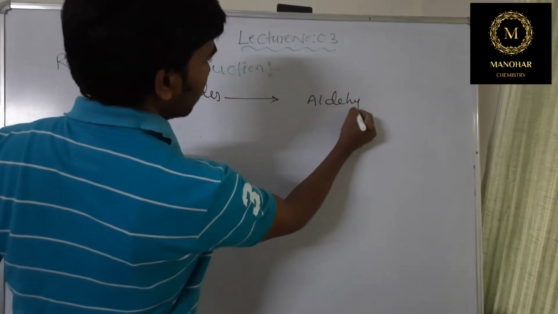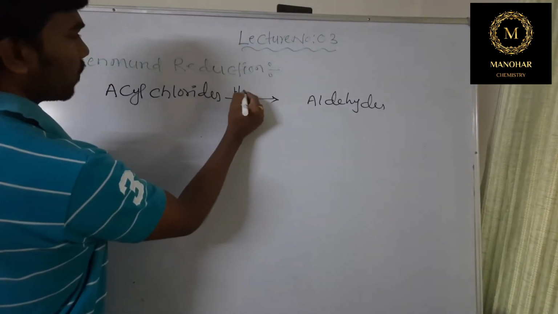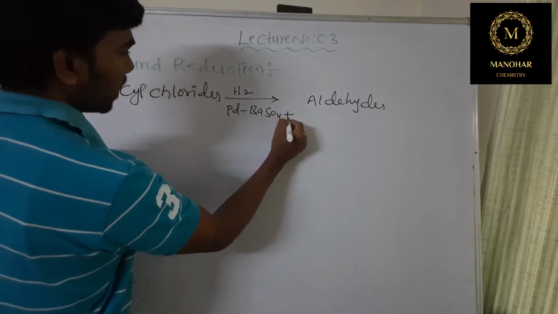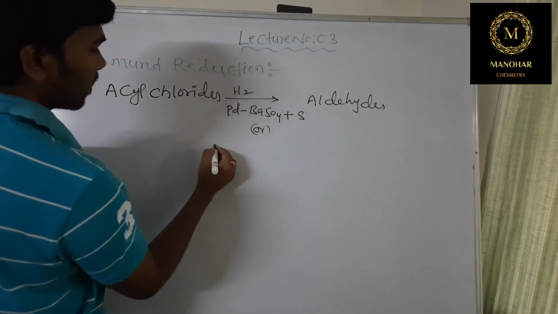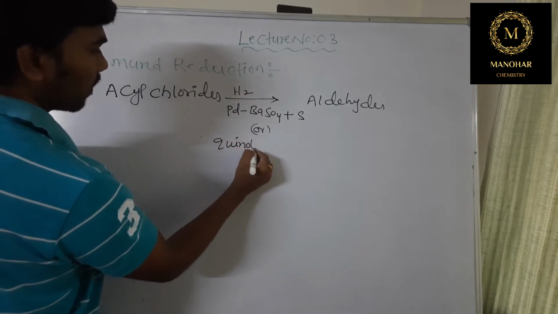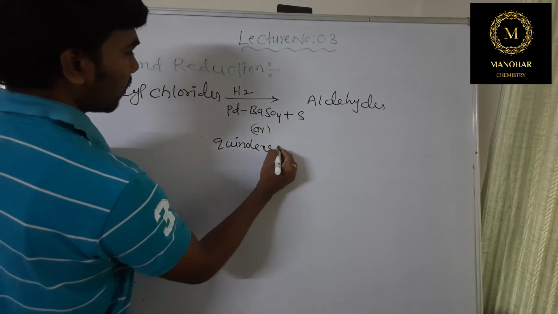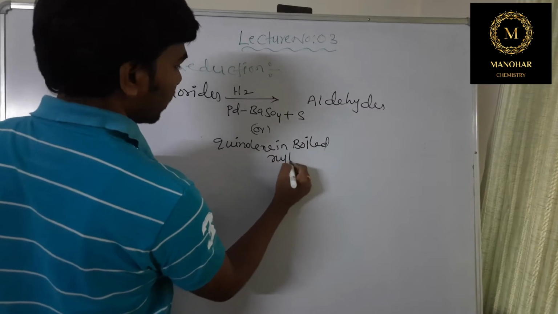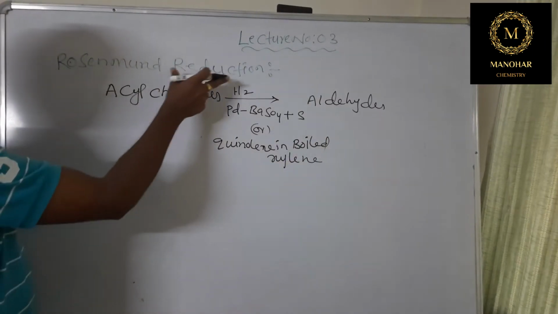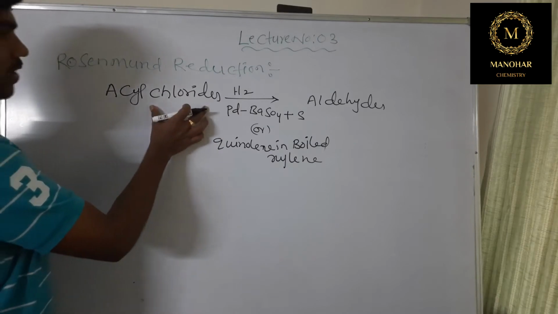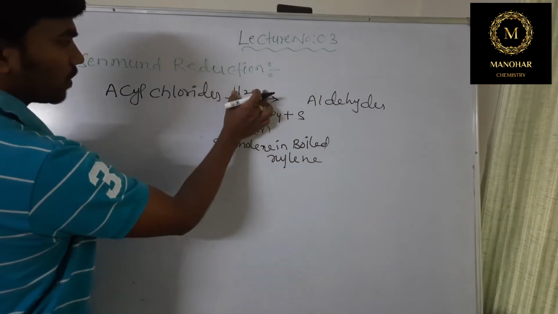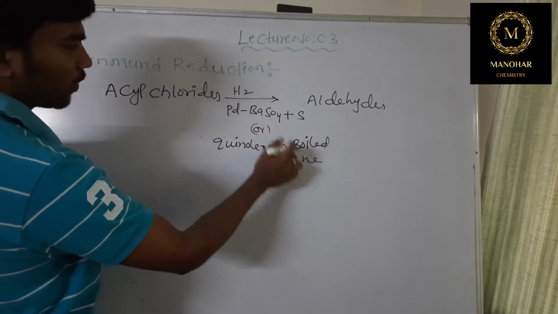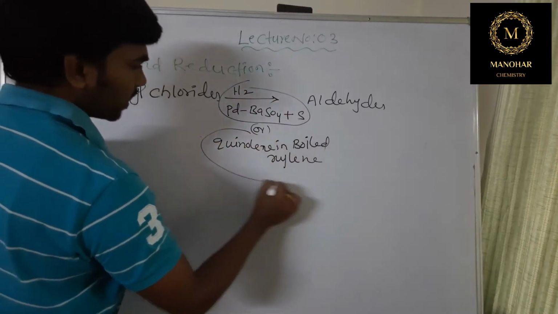Acyl chlorides will be converted to aldehydes in presence of hydrogen, palladium barium sulfate plus sulfur, or we can say quinoline, in boiled xylene. So this is Rosenmund reduction. What does Rosenmund reduction mean? Acyl chlorides will be converted to aldehyde in presence of hydrogen and palladium barium sulfate plus sulfur, or quinoline in boiled xylene. You can take this reagent or this reagent also you can take.